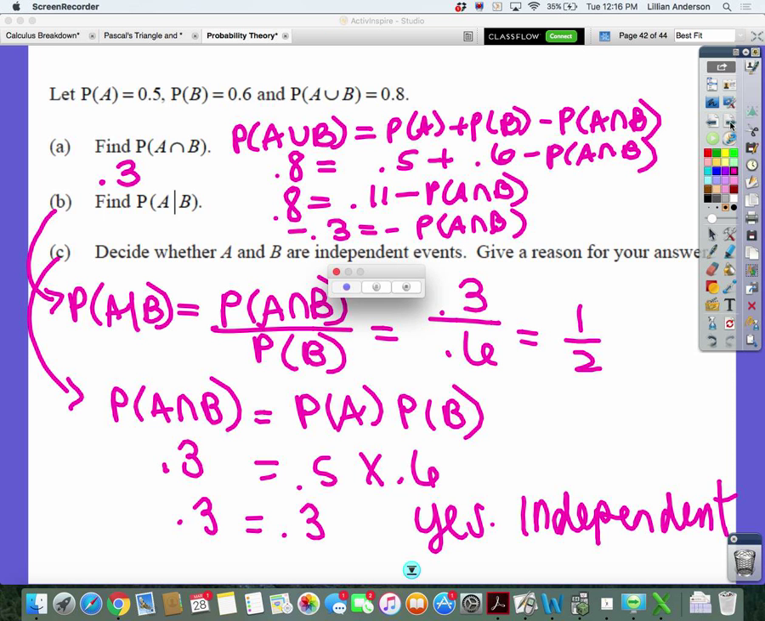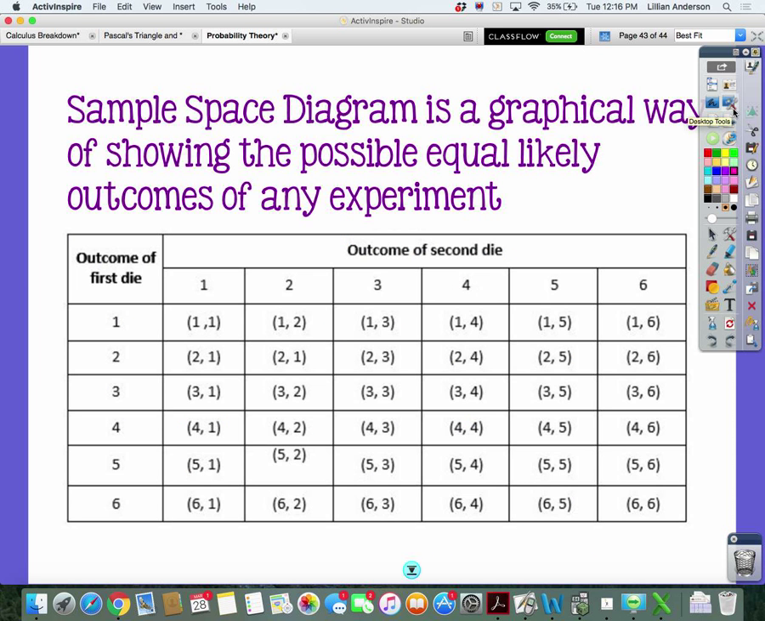Last thing, sample space. A sample space diagram is a graphical way to show the possible equally likely outcomes of any experiment. Do I expect you to write this down? No, I do not. You can write down the definition, but the picture is just an example of what a sample space can look like.